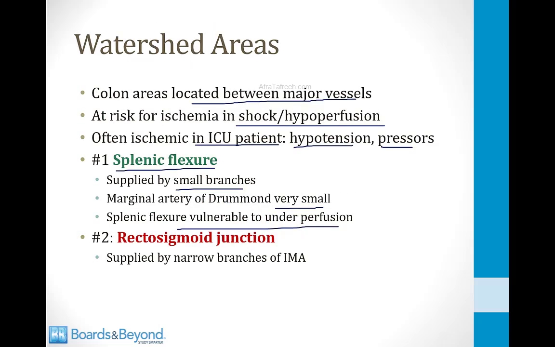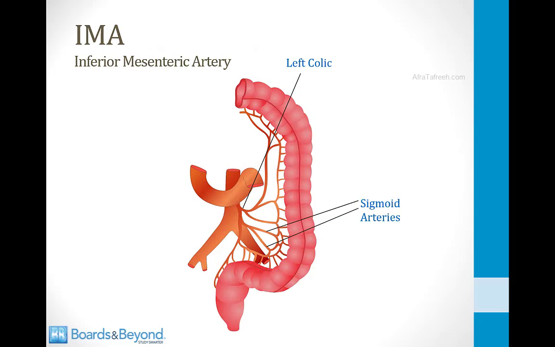The second watershed area is the rectosigmoid junction. This portion of the colon is supplied by narrow branches of the IMA, and this sets it up for ischemia. If we go back here to our picture of the inferior mesenteric artery, the rectosigmoid junction in here is supplied by narrow branches off the IMA, and it tends to be vulnerable to ischemia just like the splenic flexure.